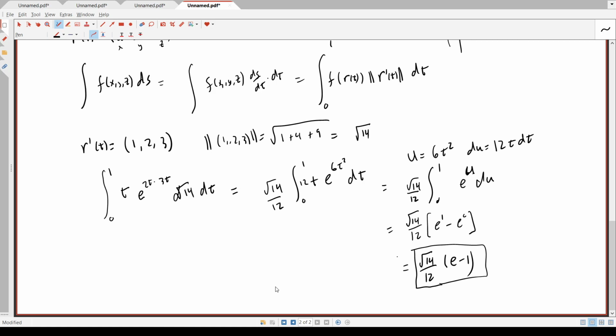Okay, so next we're going to go to the fundamental theorem of line integrals.